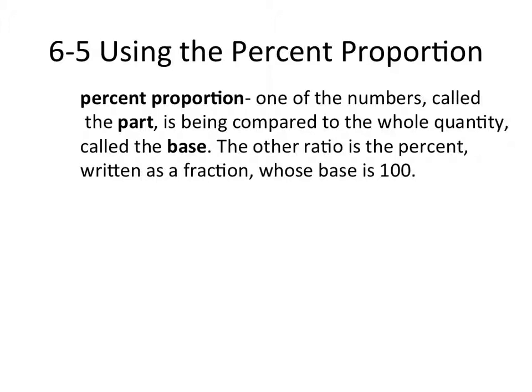We have three basic key terms all in one definition. We're going to be using the percent proportion. One of the numbers, called the part, is being compared to the whole quantity, called the base. The other ratio is the percent written as a fraction whose base is 100. Here's what it looks like.